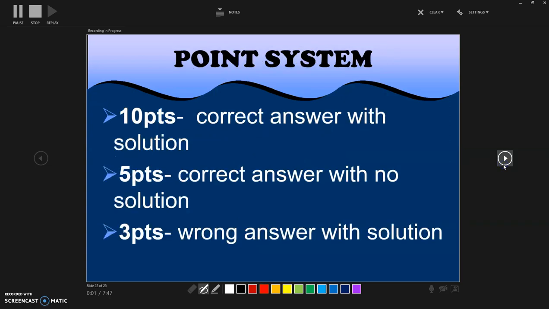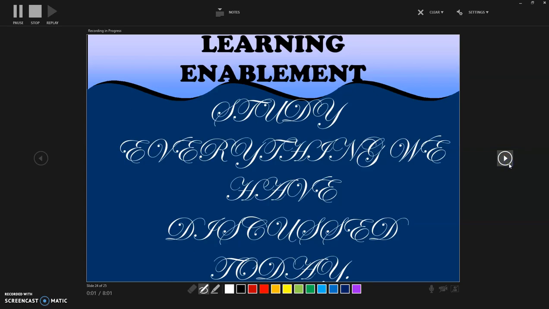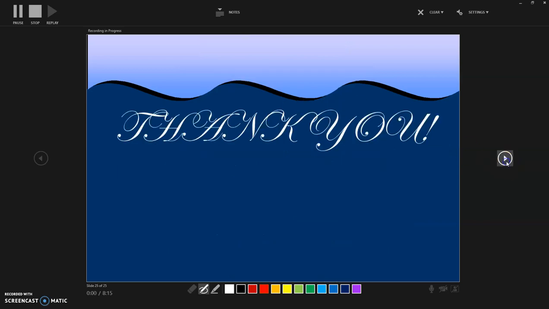Then I have our worksheets to be distributed. Then we have here the point system, and then the answers for the worksheets. This is the learning enablement after the discussions, so this will enhance their learning.